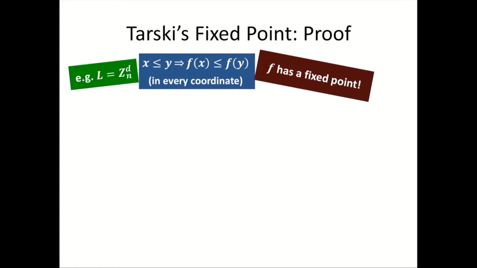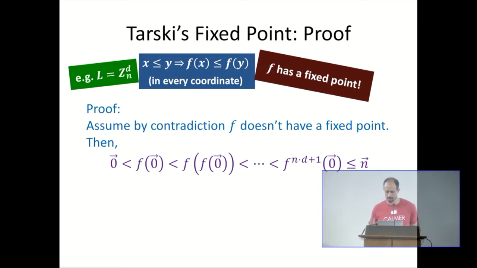Great. And oh yeah, I should tell you the proof. So here's the proof just for the existence of the fixed point. You can start with the all-zero vector, and then assume, for contradiction, that you don't have a fixed point. So f(0) is going to be not 0, so it's going to be bigger than 0. And then f of that is going to be bigger than that because there is no fixed point. And then you keep growing bigger and bigger and bigger. But at some point, you're bounded by n in every coordinate, which is a contradiction.